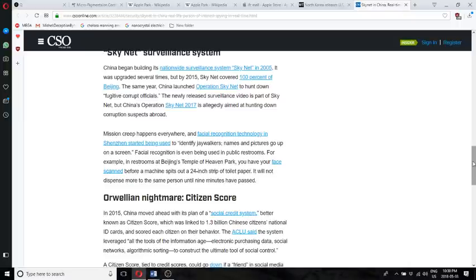Mission creep happens everywhere. And facial recognition technology in Shenzhen, I'm not sure if I'm pronouncing that right, started being used to identify jaywalkers. Names and pictures go up on a screen. Facial recognition is even used in public restrooms. For example, in restrooms at Beijing's Temple of Heaven Park, you have your face scanned before a machine spits out a 24-inch strip of toilet paper. It will not dispense more to the same person until 9 minutes have passed. Are you kidding me?